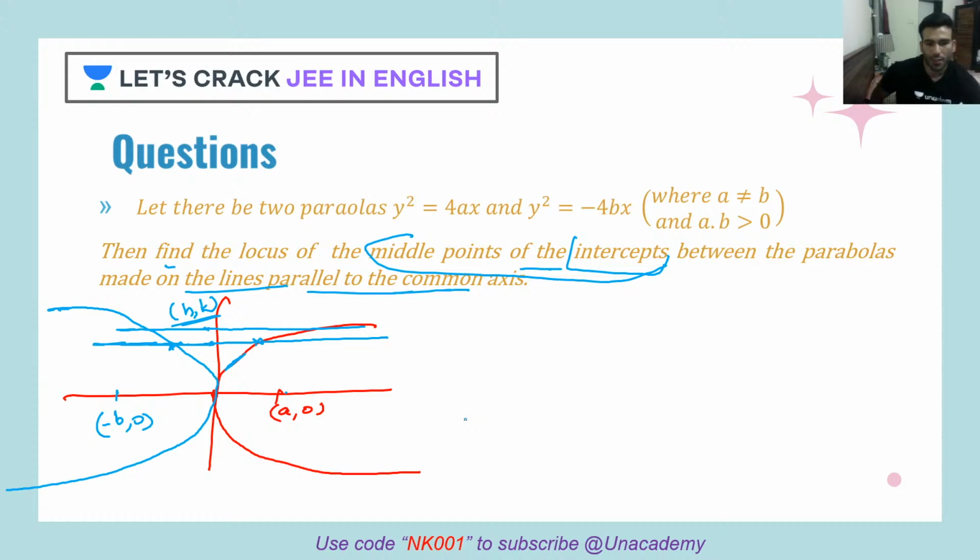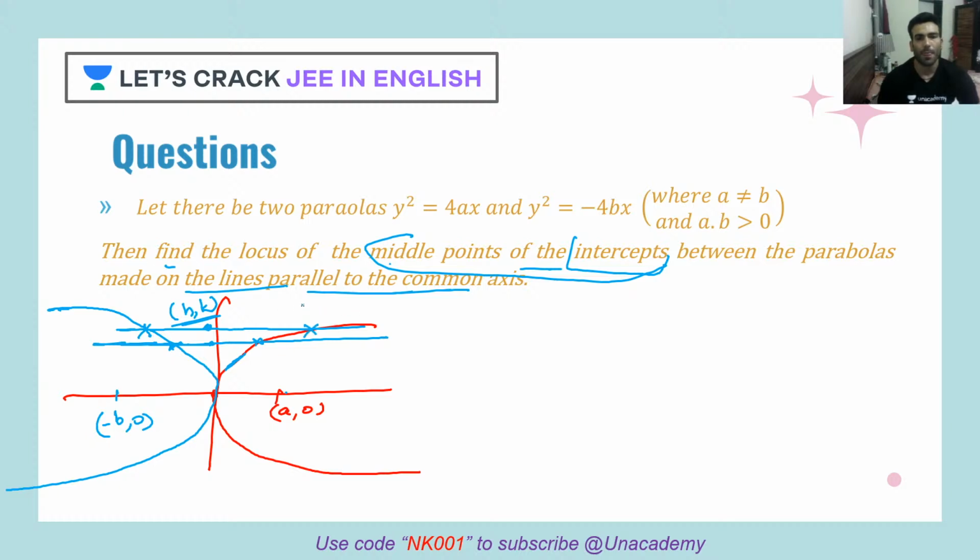Okay, so let's solve this question. As we were doing, first we write down the point as h comma k. Now let's see the constraint. What is the constraint here? The constraint is that these parabolas are touching, and this point is the middle point of these two points, correct?